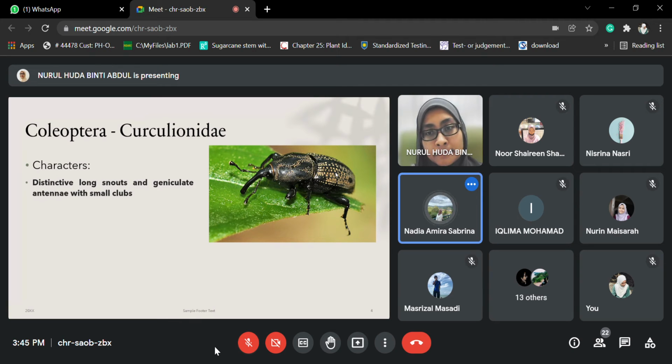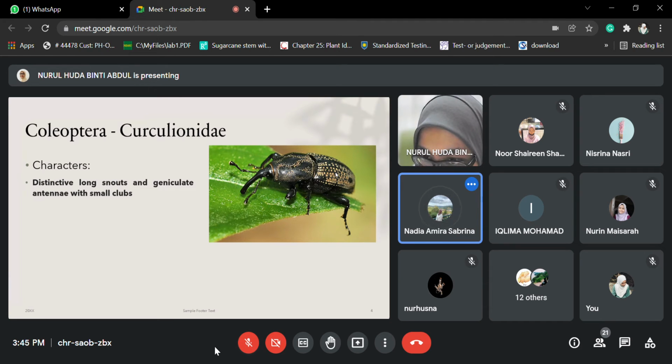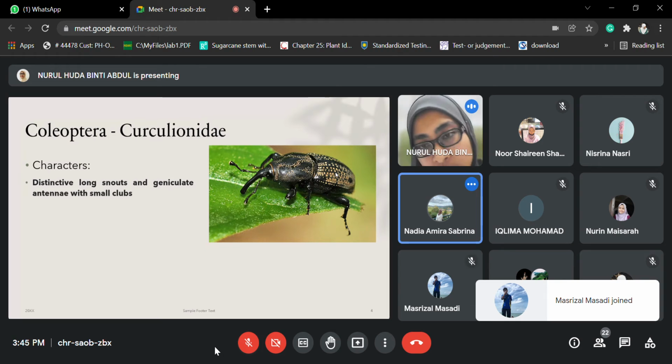Head type. Sorry? Head type. The type of the head. Sorry, I cannot hear. The head type. Okay, the head type. What about the head type? It's pointing downwards. Okay, head's pointing downward.